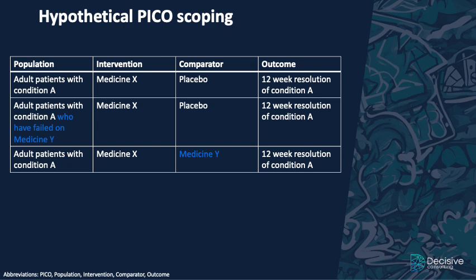So that's the adult patients with condition A comparing medicine X and medicine Y. You're going to need to generate evidence on this, and that may be through an interventional study, but it could be through an indirect treatment comparison.